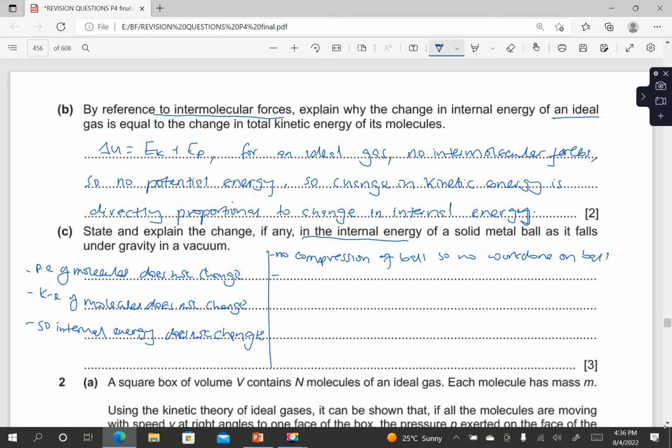And also because it is falling in a vacuum, there are no resistive forces. So it means there is no heating of the ball. If there was air resistance, then there would be heating of the ball. So no work done, no heating of the ball, so there is no change in internal energy. So internal energy does not change.